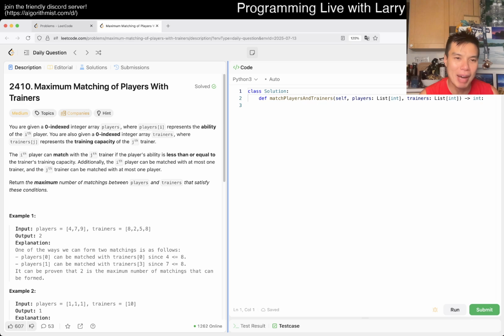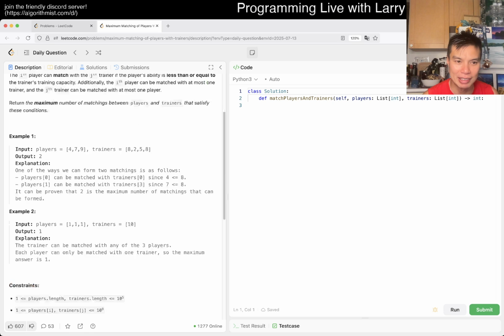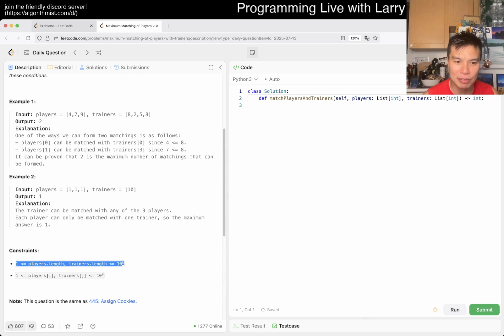But today, let's take a look at today's problem. 2410. Maximum matching of players with trainers. So you're given a 0-indexed integer array players, where players[i] represents the ability of the ith player. And then you have trainers, where trainers[j] is the training capacity of the jth trainer. The ith player can match with the jth trainer if the player's ability is less than or equal to the trainer's capacity. Return the maximum number of matchings between players and trainers that satisfy these conditions. And of course, this is 10 to the 5th.